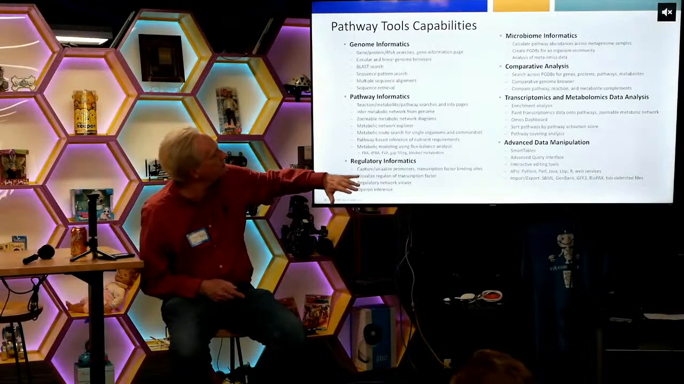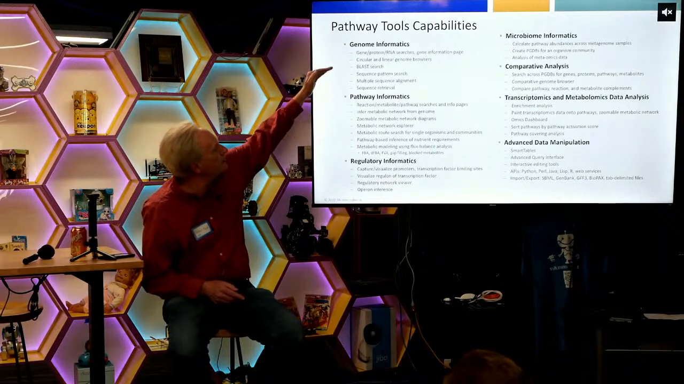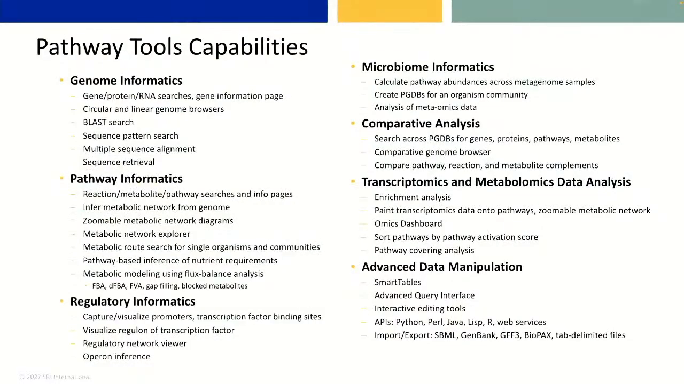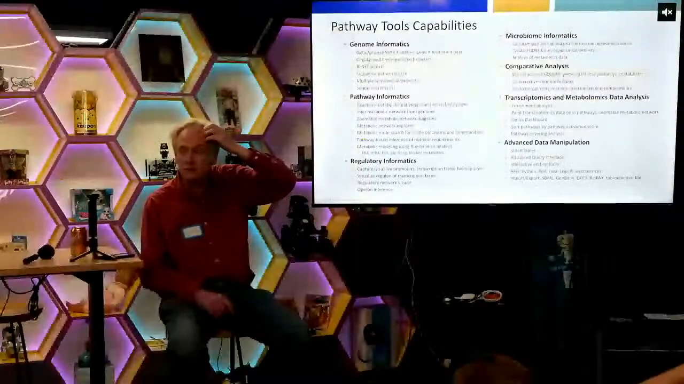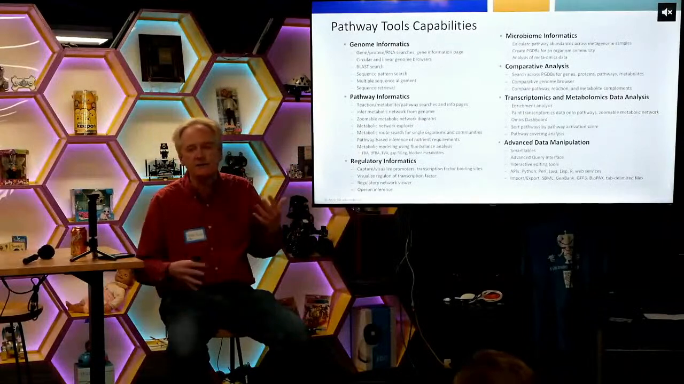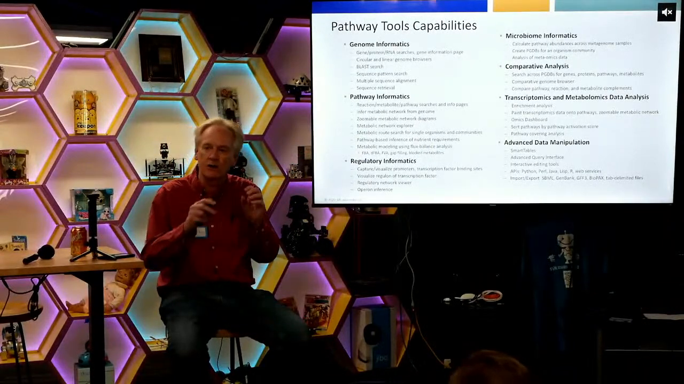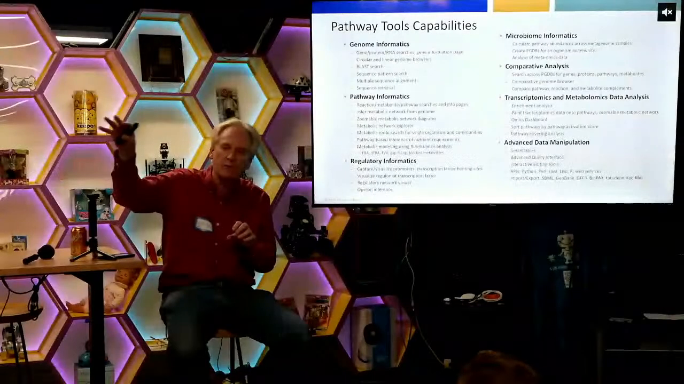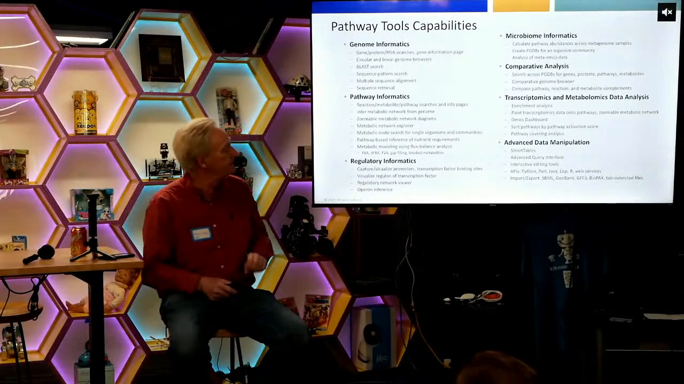And within these tools, you'll see some commonalities, like a number of them will have search tools and information tools, information pages geared toward that type of information. So there are reaction and metabolite and pathway search tools and information pages. There are zoomable metabolic network diagrams. There's a tool for interactively exploring a metabolic network, starting at one metabolite and then moving forward or backward through the network, one reaction at a time.